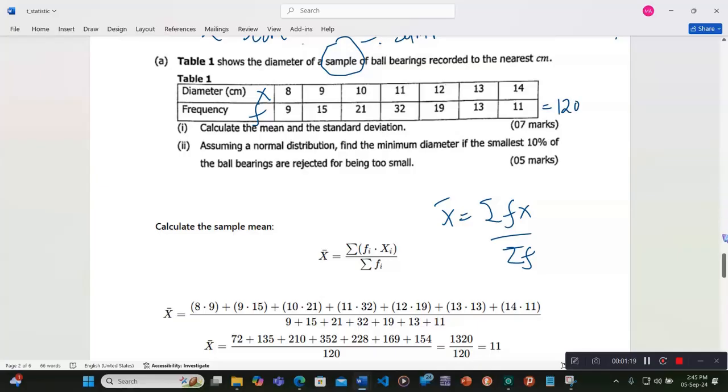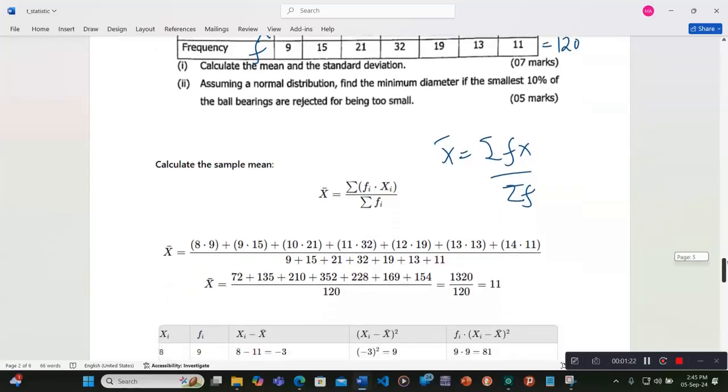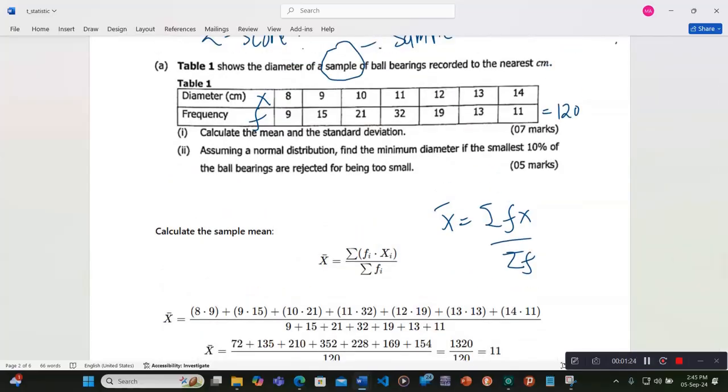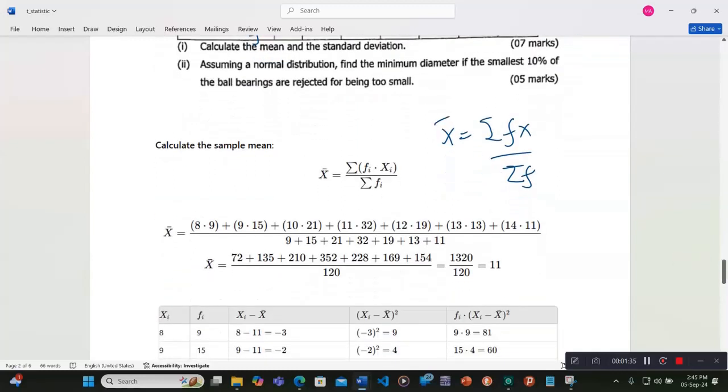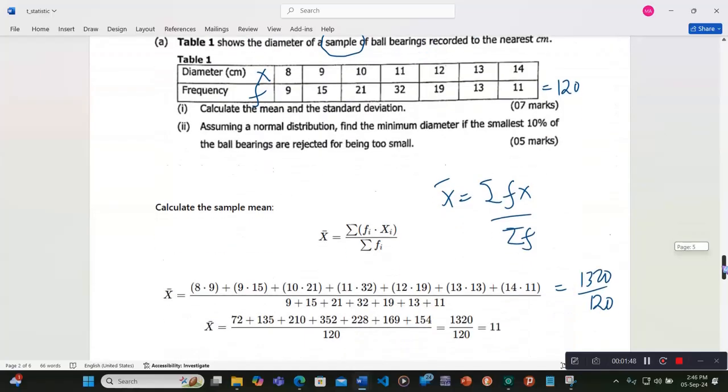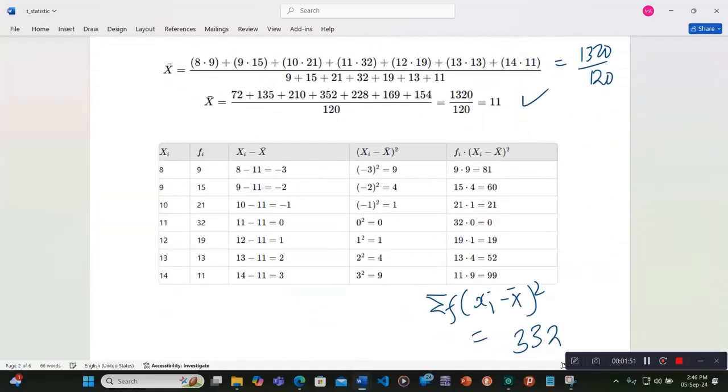Then for the sum of fx, we are supposed to calculate fx. So I'm going to get 8 times 9 plus 9 times 15, 10 times 21, 11, up to 14 times 11. We add, and we divide that value by 120. If we add that, we get 1320. Dividing by 120, we find that our mean is 11.